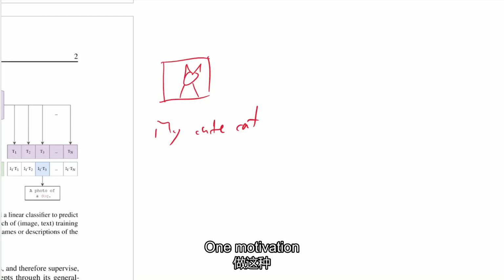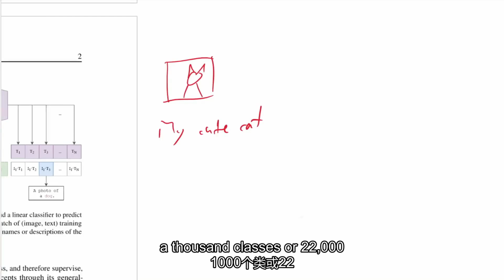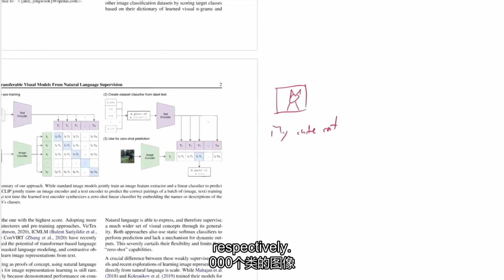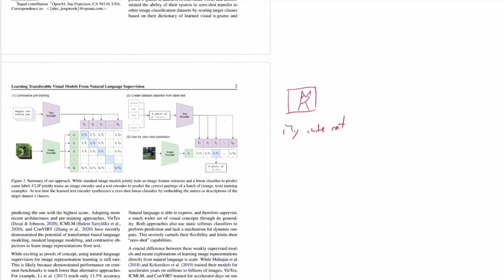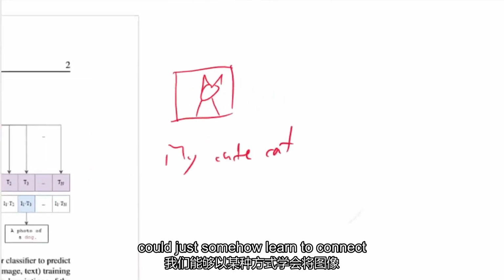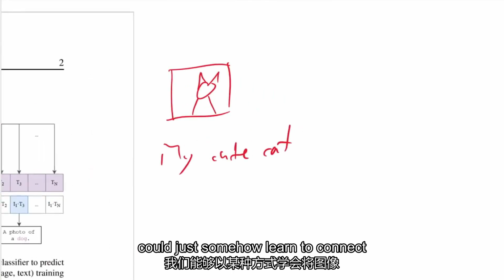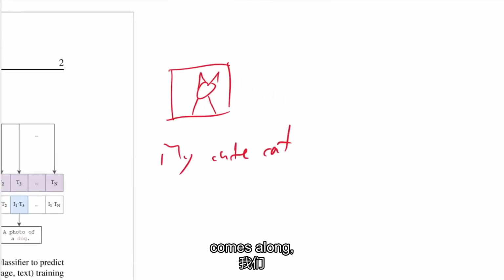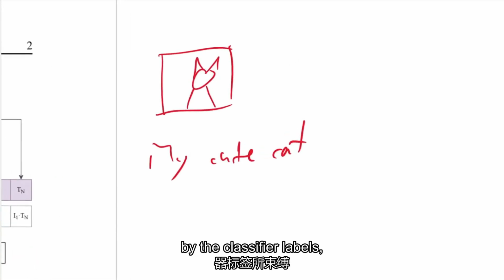So one motivation of doing this kind of work is, if we train an image classifier model, we always need labeled examples in a very predefined set of classes. So in ImageNet, we have 1,000 classes, or 22,000 respectively. In MNIST, we have 10. However, if we could just somehow learn to connect images with the text that comes along, we wouldn't be bound by the classifier labels, and we could get very good representations.